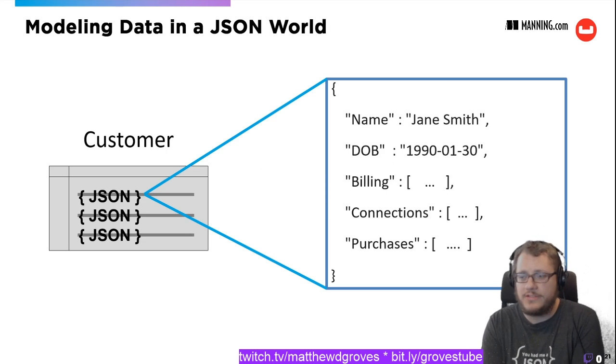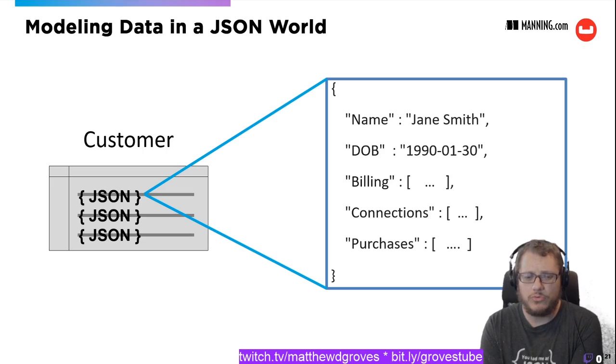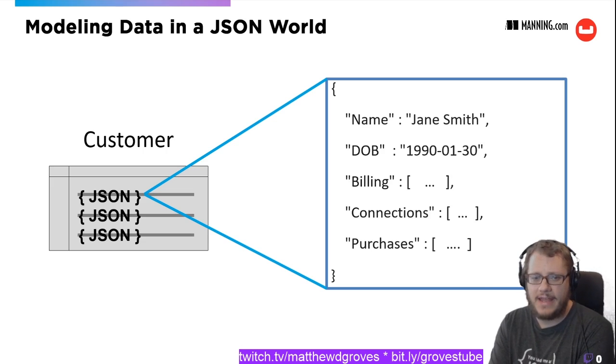Now, I want you to think about modeling data in a JSON world, and this is kind of a high level. I'm going to take you through an example here. But we should start thinking about grouping the data into something like an aggregate root.